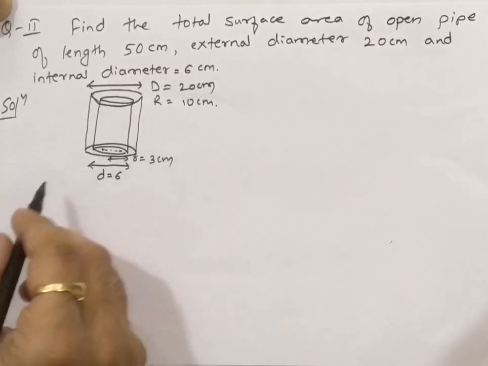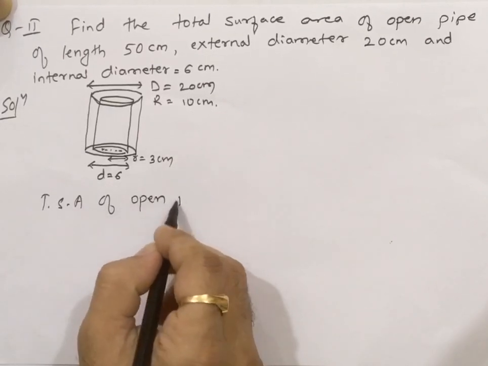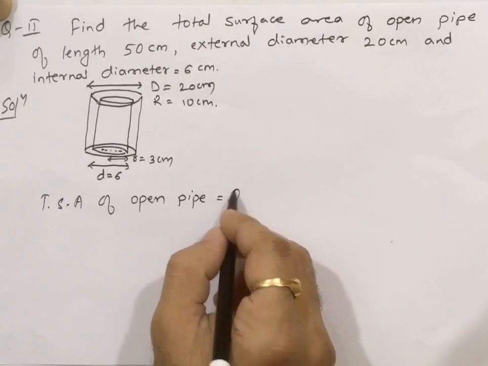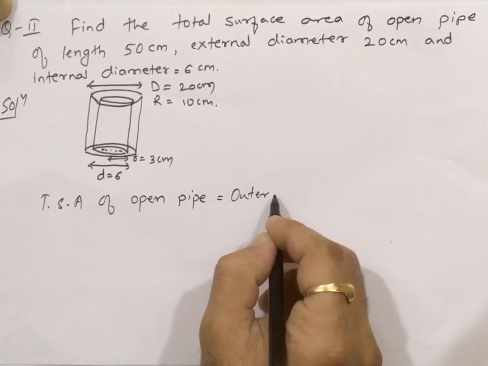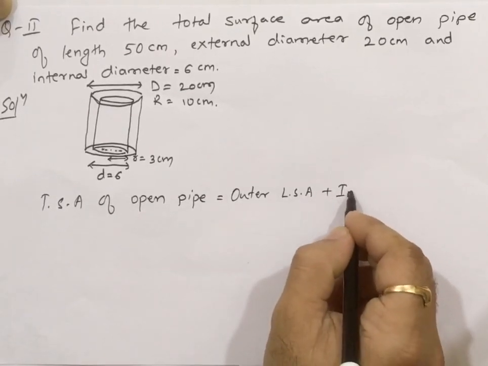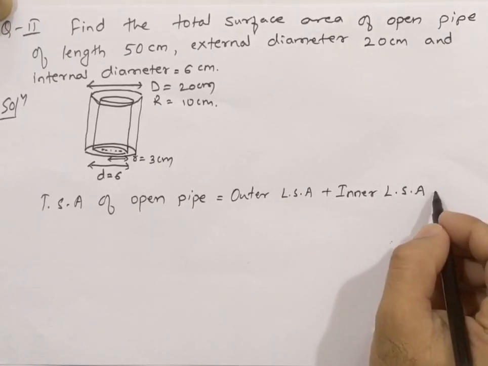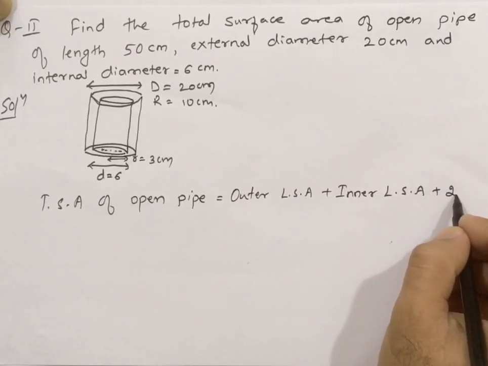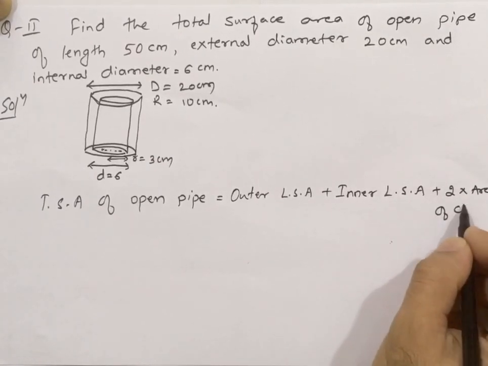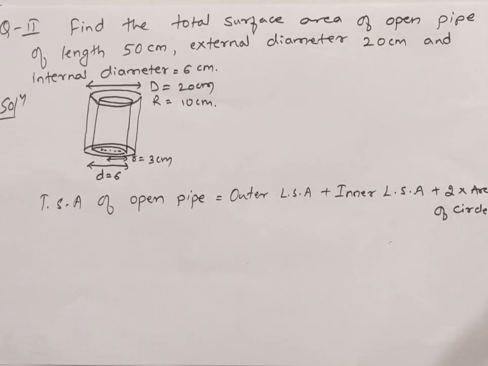Now the total surface area of open pipe is equal to outer lateral surface area plus inner lateral surface area plus 2 into area of circle. Correct or no? How it is, I'll tell you.